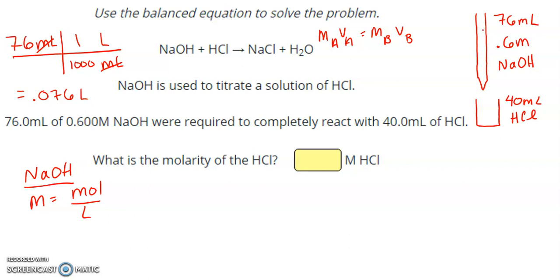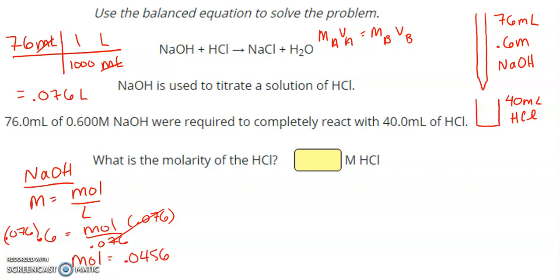Okay, so I have 0.6 molar for my NaOH. I can see that up here where I drew it out. So I'm going to plug in 0.6 for molarity equals moles divided by 0.076. To get moles by itself, I'm going to multiply both sides by 0.076. That cancels. So now I have 0.6 times 0.076. And so my number of moles of NaOH are equal to 0.0456.